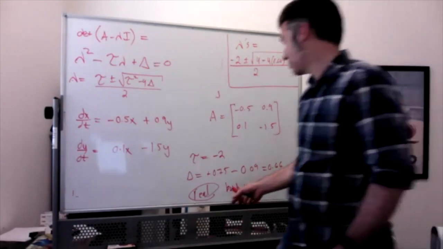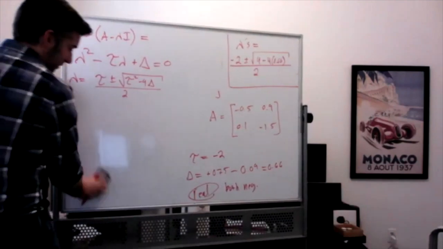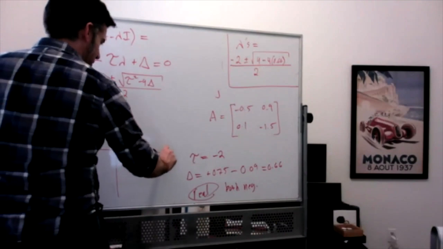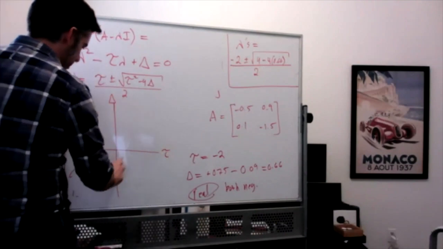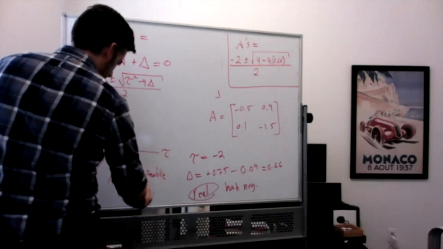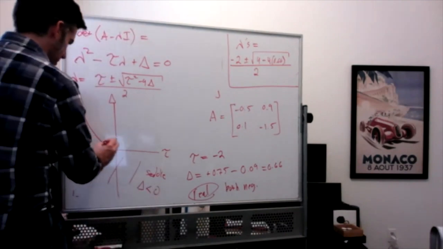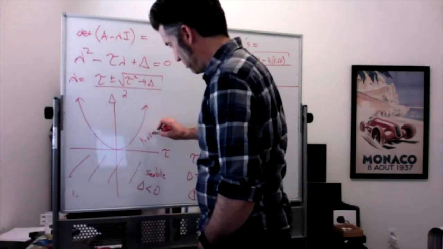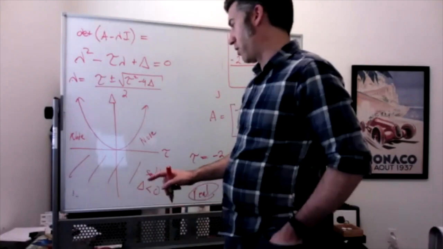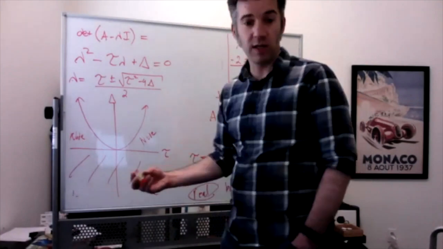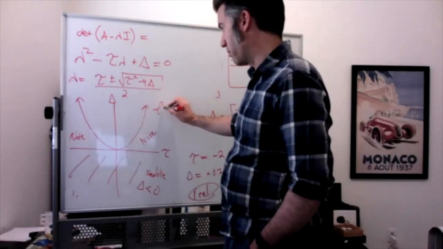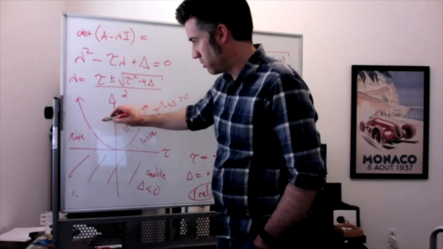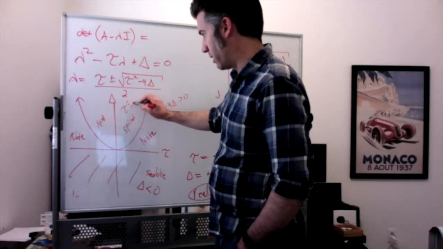I will also point out, this is where doing the analysis with that little graph thing I showed you guys last time would actually be super duper helpful. So if this is your trace and this is your determinant, down here you're in saddle land, where your determinant is negative. And then up here, you're in either node land, where basically your eigenvalues are real, so tau squared minus 4 delta is positive, or you're up here in spiral land, where tau squared minus 4 delta is negative.